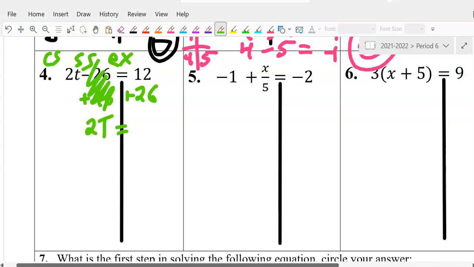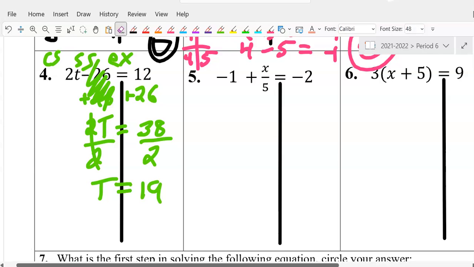2t equals 38. Okay. Now what? Then you divide both sides by 2, and you get 19. t equals 19. All right. Are we right? I don't know.